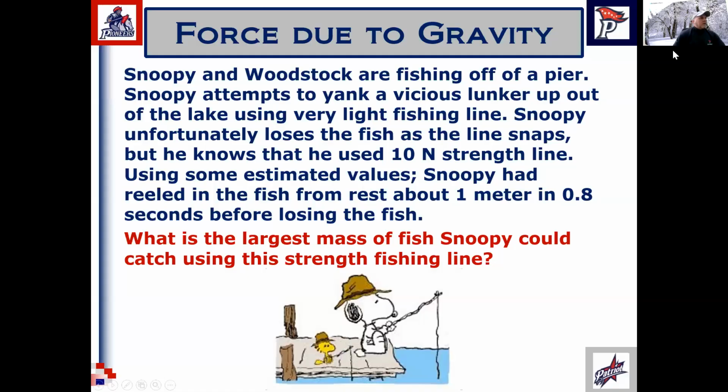So that's not anything anybody ever wants to try to achieve. If you've ever gone fishing, you can buy different strength fishing line. So if you're going shark fishing, you're not going to get like a 5-pound fishing line, right? You would need something much stronger because you're catching a bigger fish. So to make it go with what we're doing, he's using a 10 Newton strength line. Any fish that exerts a greater force than 10 newtons, whether it's weight or weight plus the motion, would make the line break, right? So he reels in the fish from rest about a meter in 0.8 seconds before he loses the fish. So that snaps.